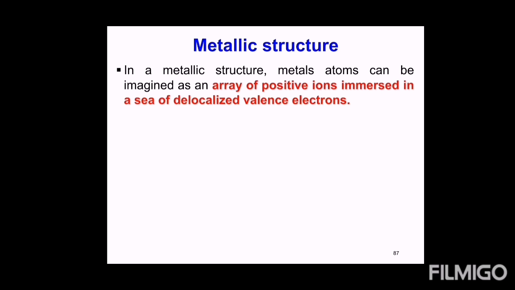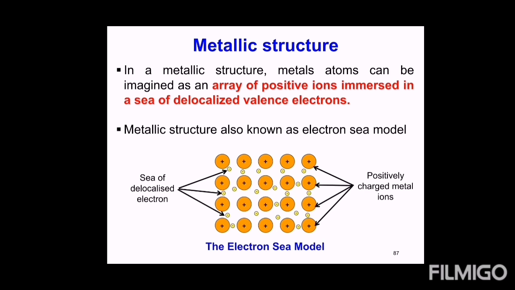Metallic structure. In a metallic structure, metal atoms can be imagined as an array of positive ions immersed in a sea of delocalized valence electrons. Metallic structure is also known as the electron sea model. So, sea of electrons and positively charged metal ions, as shown in the figure given in the PowerPoint slideshow.